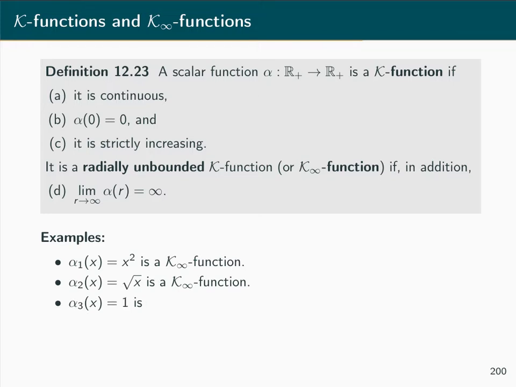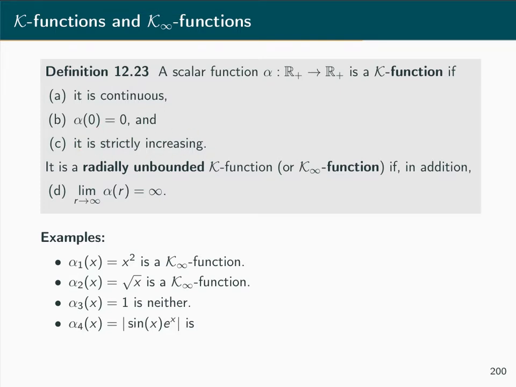The function alpha 3 of x being equal to 1 satisfies the fact that it maps from the positive reals into the positive reals. However, it's not a k-function and therefore also not a k-infinity function, and that's because it doesn't satisfy that alpha 3 of 0 is equal to 0, and it's also not strictly increasing.